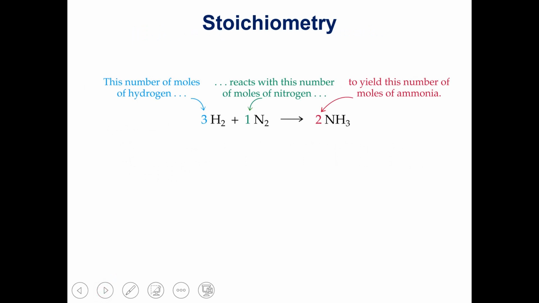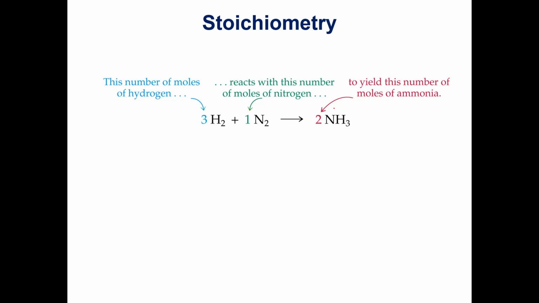To give you another example, if we look at this reaction here, instead of looking at this in terms of how many molecules of hydrogen and nitrogen react to form a certain number of molecules of ammonia, we can think about this in terms of moles. So 3 moles of hydrogen reacts with 1 mole of nitrogen to give us 2 moles of ammonia.